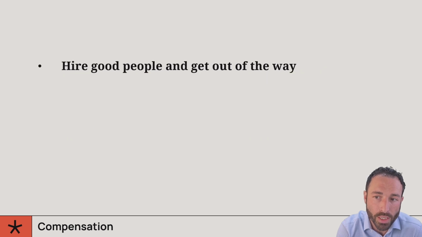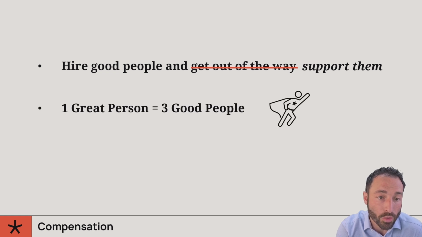So the principle here is really to hire good people, and we're told this all the time, to hire good people and get out of their way. But really, it's more than that. I think we should hire good people and support them. High-functioning teams are made up of high-performing people, but teams in which each individual is supported to do his or her best. We're also often told that one great person might equal 3 good people, and that can definitely be true.